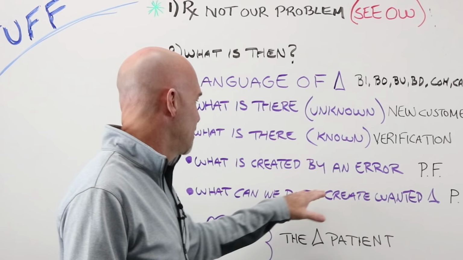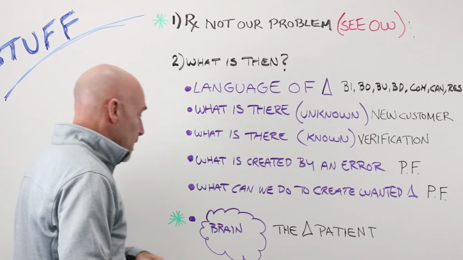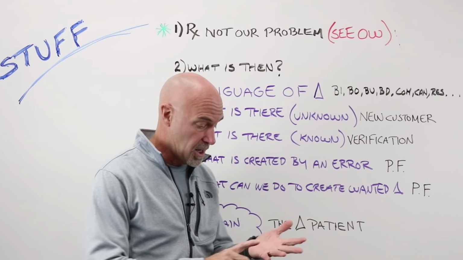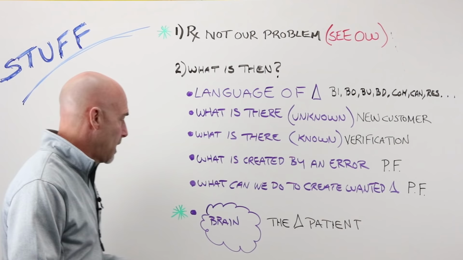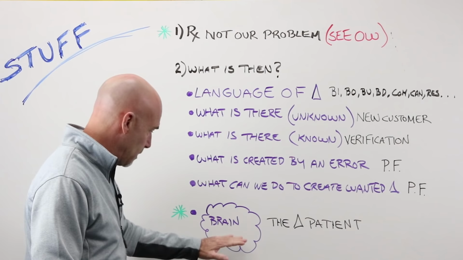Next is, what can we do to create wanted prism? There are a couple of different things. We can have it done by the lab. Sometimes we can just do it with a lens that we pull off the shelf. We'll talk about that. And then kind of connected to one in our last one here, our little monkey brain down here.